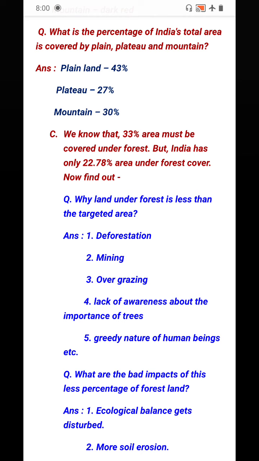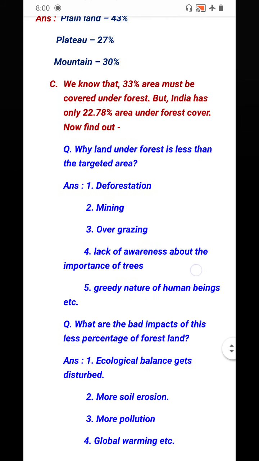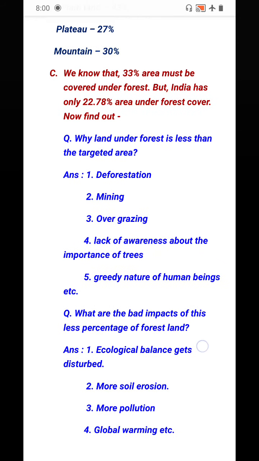Next is mining, due to mining activities, and overgrazing. Fourth, lack of awareness about the importance of trees. We don't know what a tree can do and what its importance is in our life. Next, greedy nature, which I have already mentioned.